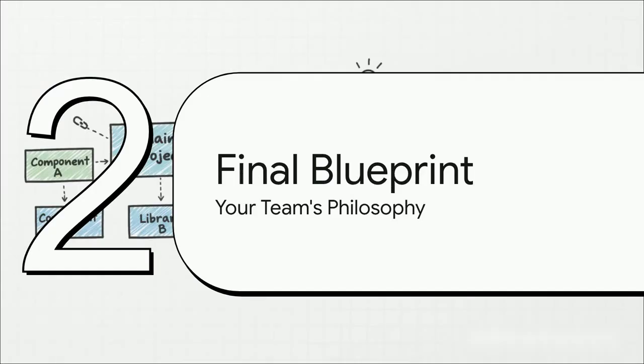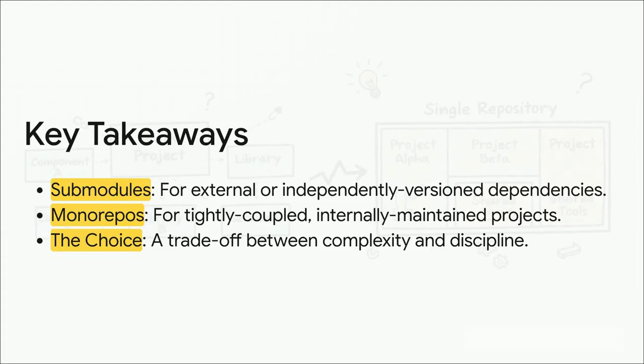So as we start to wrap this up, I want you to think of this decision as something more than just a technical choice. It's really a reflection of your team's philosophy. The blueprint you choose is going to shape your daily workflow, how you communicate, and how you collaborate for a long, long time. So if you're going to remember anything, remember this. Use submodules when you're dealing with external code you don't control or code that needs its own independent life and versioning. Use monorepos for your internal projects that are really tightly connected and benefit from moving forward together. At the end of the day, it's a trade-off. Submodules introduce some workflow complexity, while monorepos demand a ton of organizational discipline.